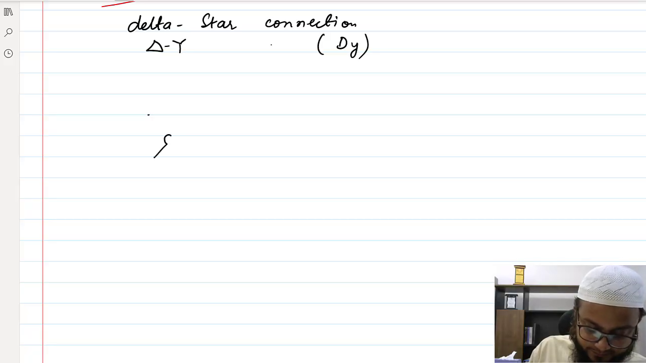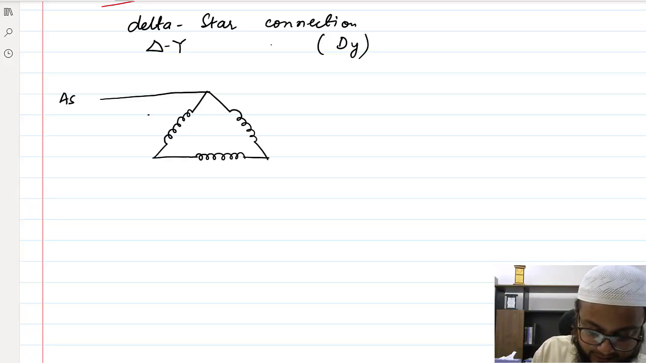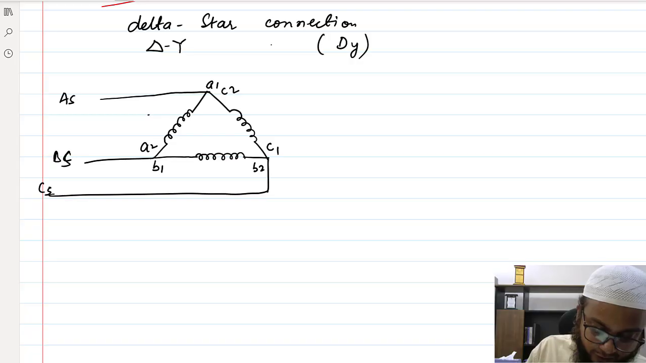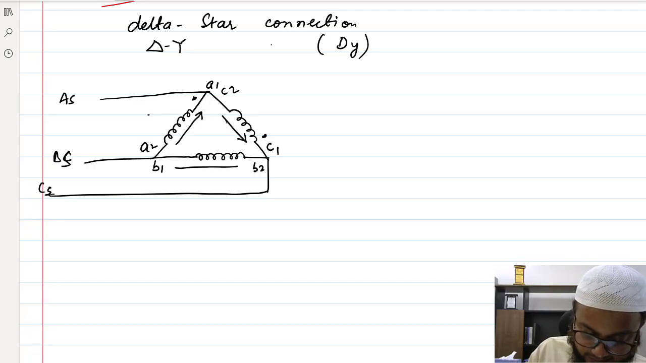so delta would be, let's say this is a1, this is a2, and this is b1, this is b2, that is the source, and this is c1, c2 for the source voltage. If we draw the phasor for it, let's say this is in this direction, this is in this direction, and this is in this direction.